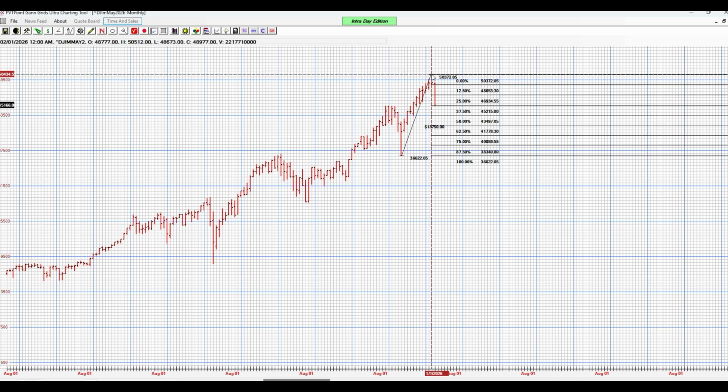But for right now, we're going to stick with 2026, and I'm looking for a potential reversal in the next 2 months, around a price of 43,500, if it pulls back to the 50% line. If it breaks that 50% line, we're going to have to reevaluate.